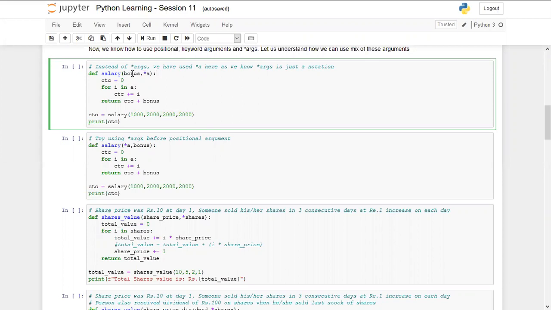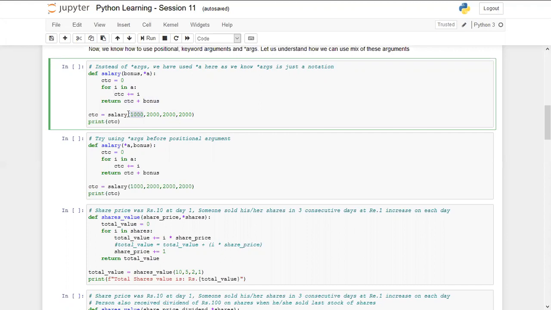As we know, a positional argument goes by the position in the function definition or the function call. So bonus will take the first value, and all the rest will be stored in *args, which means args will hold these three values and iterate over them one by one. In the first iteration, the CTC value will be 2000, in the next iteration 4000, and finally it will return 6000 as the value of CTC. But what we are returning here is CTC plus bonus, so CTC holds 6000 and bonus holds 1000.